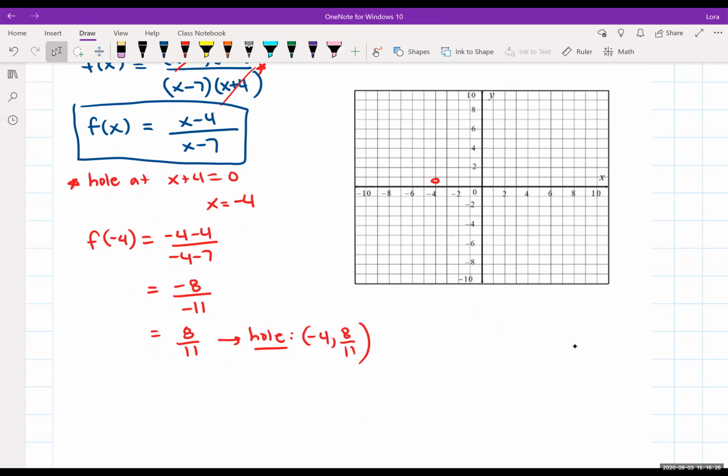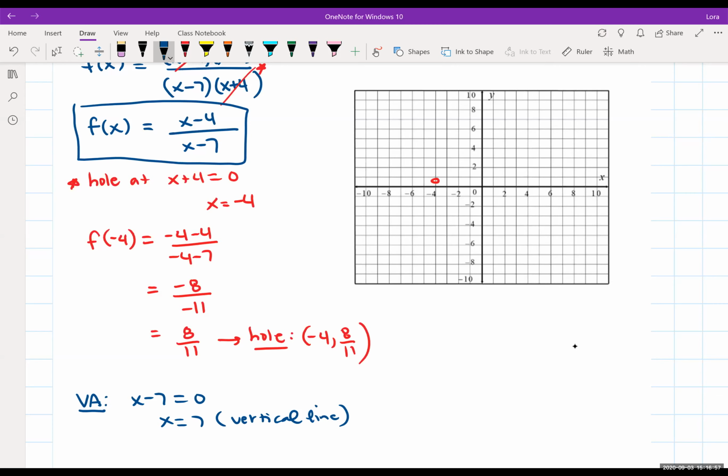So another thing I want to address once I've reduced my function is, do we have any vertical asymptote? And we do. So it's a rational function. I'll label it VA. We have a vertical asymptote at x minus 7 equals 0. And if we solve, we get x equals 7. And a reminder, this is a vertical line, so we have to include the x equals part.